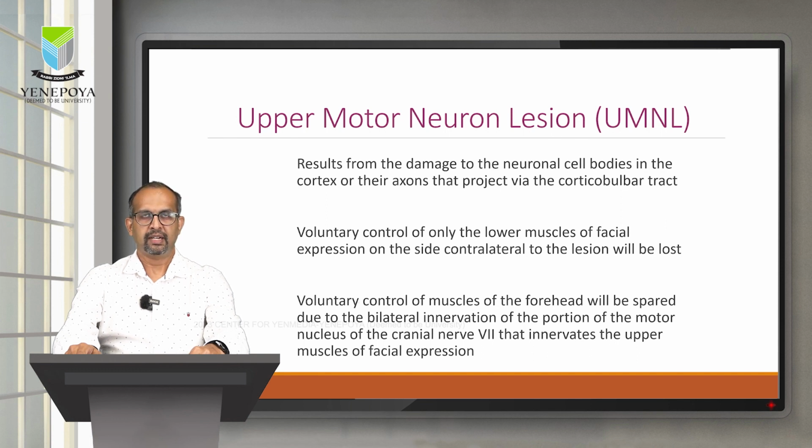Suppose the lesion is on the right side of the brain, the facial expression on the lower portion of the left side of the face is lost, whereas the upper part of the face is spared because of the crossover, as both sides get the nerve innervations. So, voluntary control of the muscles of the forehead will be spared due to the bilateral innervation of the portion of the motor nucleus of cranial nerve 7 that innervates the upper muscles of facial expression.